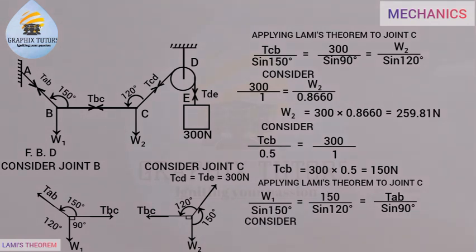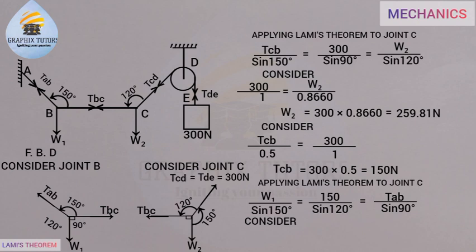Now I will consider W1 over sine 150 equals 150 over sine 120 because I want to get W1, right? So when I make W1 the subject of the formula, I'll be having 150 multiplied by sine 150, taking sine 150 up here, all over sine 120. Now my W1 will be equal to 150 sine 150, which gives me 75, divided by sine 120, which is 0.8660. So W1 here will be 86.61 Newton. Now that is my W1.